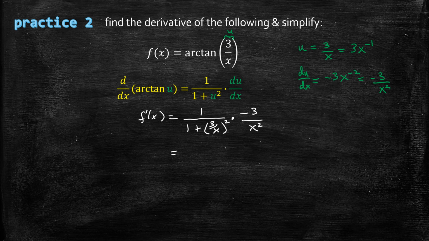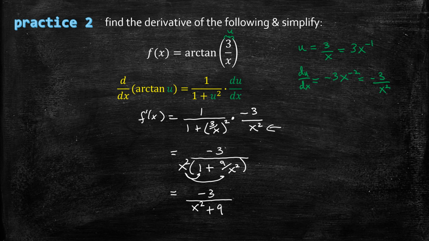So let's tidy this up a little bit. We have negative 3. In here, we could sort of expand 3 over x squared. That will be 9 over x squared. And then we have an x squared. This x squared here just sort of hanging around outside. So why not distribute that in to the parentheses, and we get negative 3 over x squared plus 9. And that is our final simplified answer.